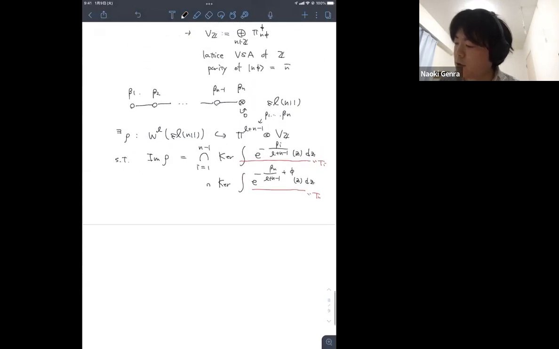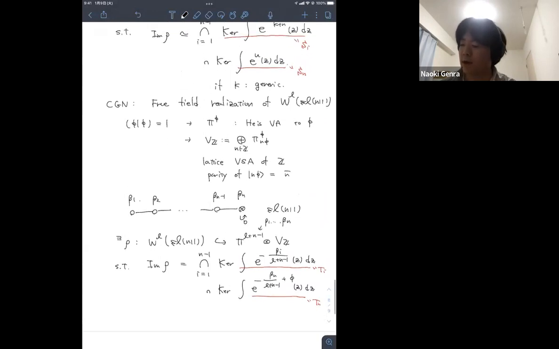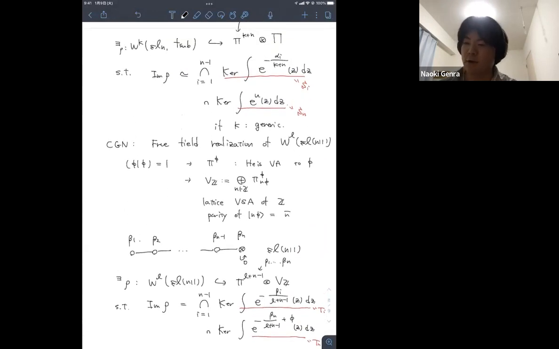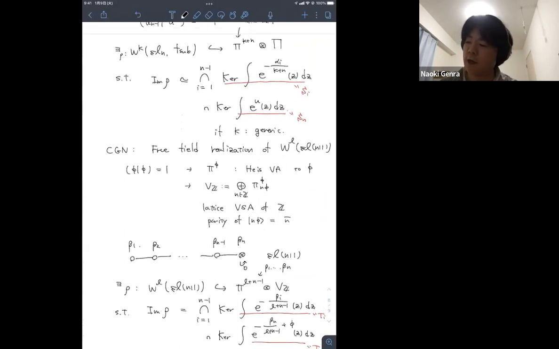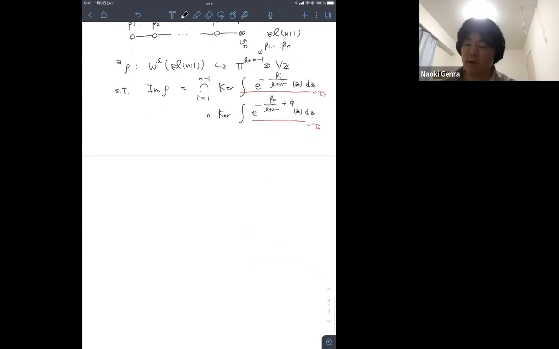So the point is the difference. In fact, the inner products between alpha_i and beta_i are very similar, but the domain to define the screening operator is different, right? The domain of S_i is some Heisenberg tensor large Pi phi, and the domain of T_i is a Heisenberg tensor V_Z. So if we change the domain, we obtain the same kernel, so we can obtain the isomorphism.